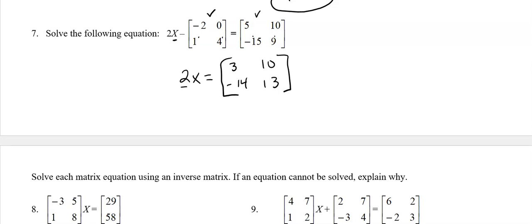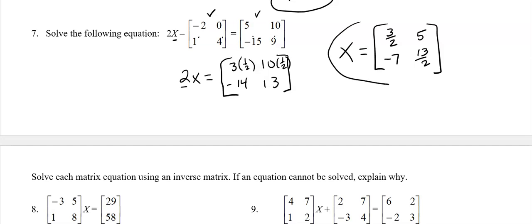Now step 2 will be to undo multiplying by 2. And I'm going to do that by multiplying by a half. So my matrix that I'm looking for will be obtained by taking 1/2 literally times each one of these elements. You don't have to show this. I just wanted to over illustrate. Every single element will be multiplied by a half. So that's 3/2. 10 times 1/2 is 5. Negative 14 times a half is negative 7. And 13 times a half is 13/2. And so there is my answer for number 7.